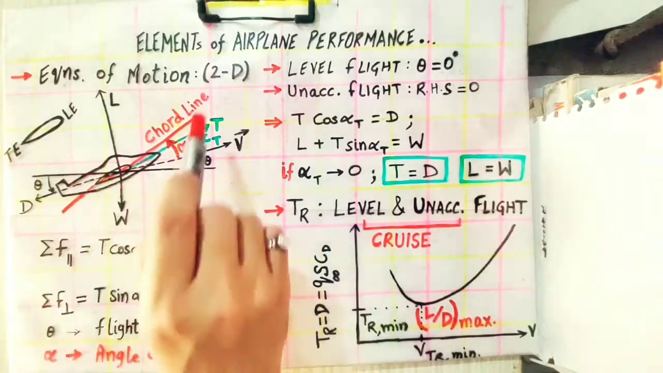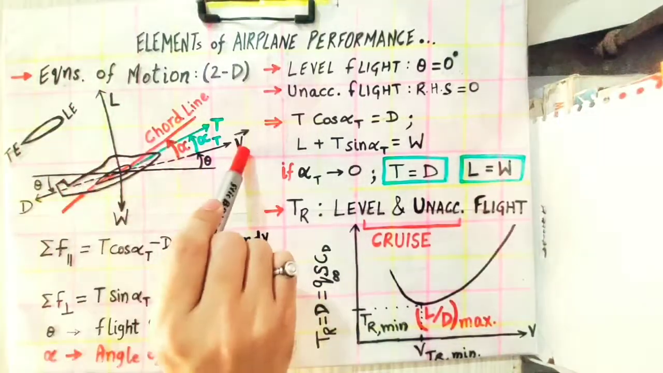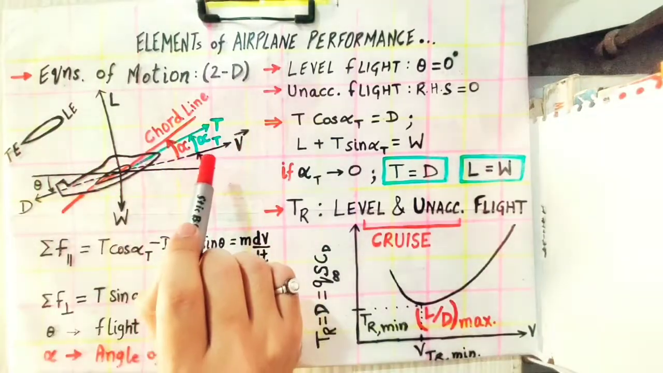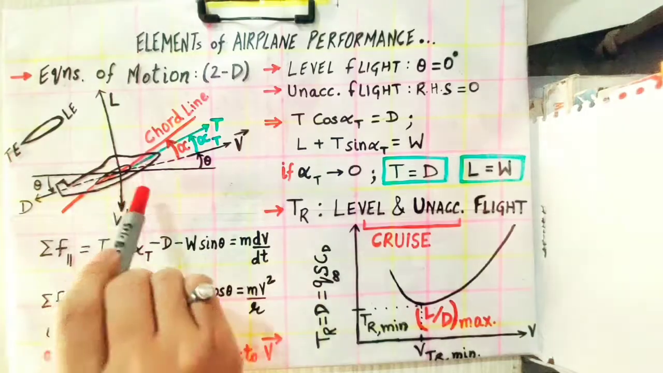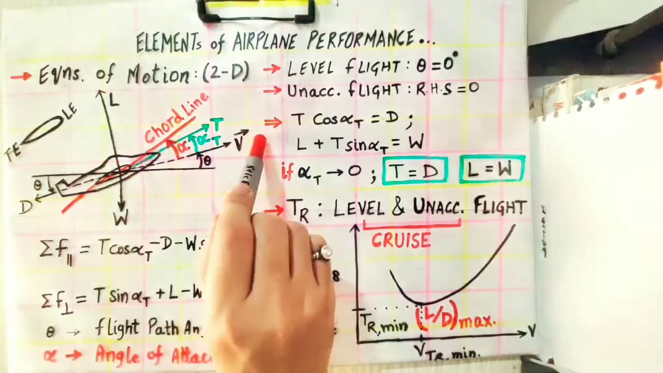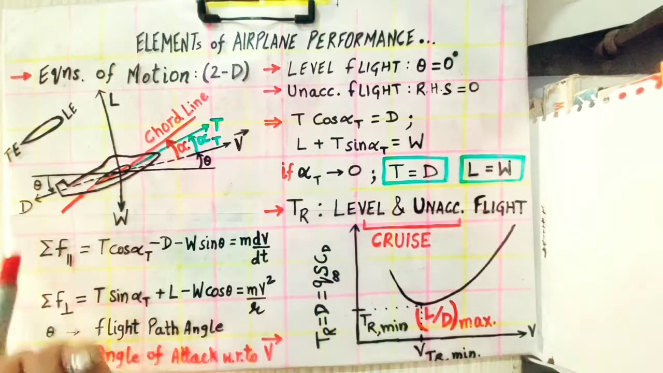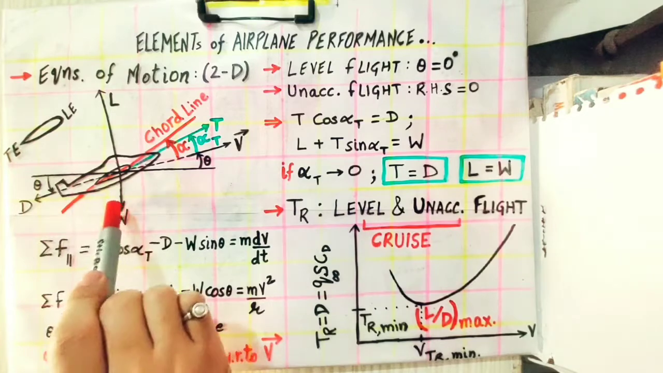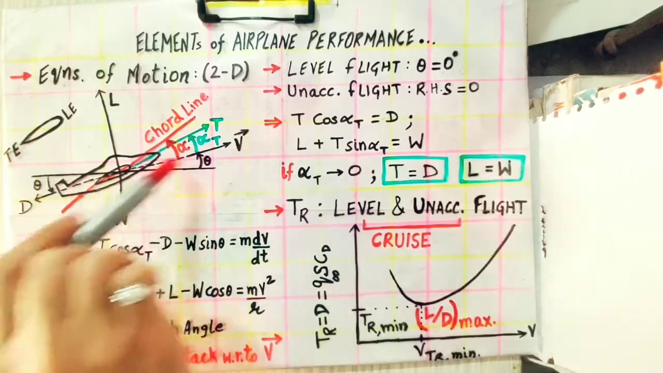And the forces over here are resolved along the flight path and perpendicular to flight path. It is very important to note that forces are always resolved along the flight path in the direction of velocity and perpendicular to the flight path. So here the forces parallel to the flight path are thrust force component in the direction of velocity, T cos alpha t, minus drag D because it's opposite to the velocity direction, and minus W sin theta, this is theta, and W sin theta is this component opposite to the direction of velocity.